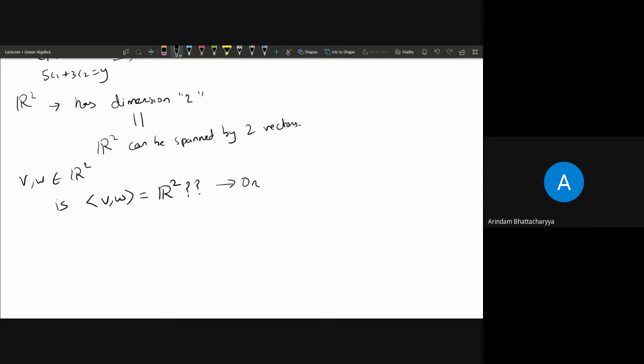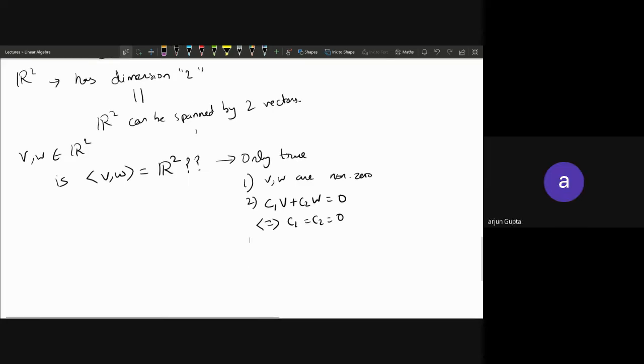This is only true if, first, V and W are non-zero, and two, the thing you said. There is another way to say this, right? It implies c1 equals c2. There is only one way to get to zero, right? Does this make sense? Yeah. Okay.